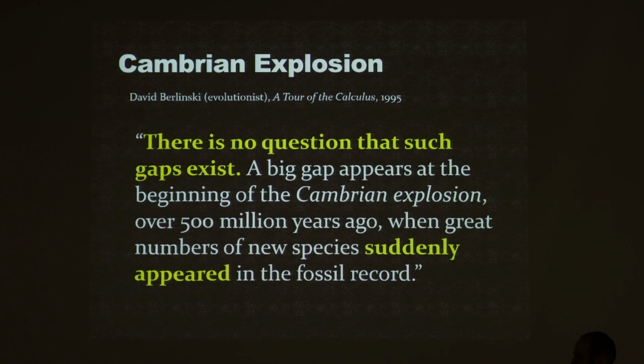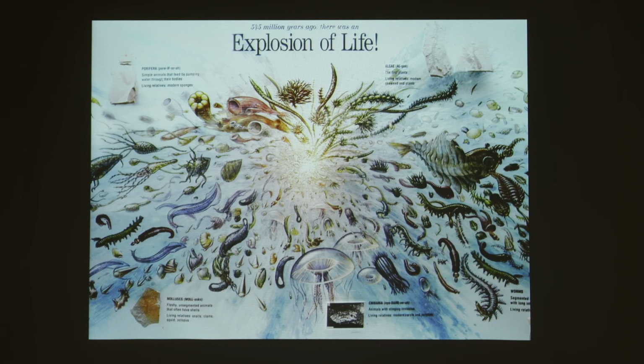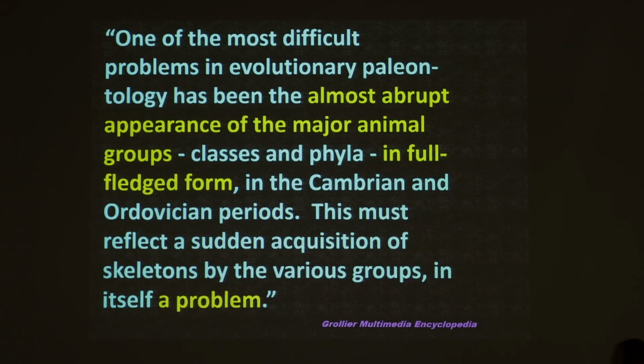David Berlinski, an evolutionist, says there is no question that such a gap exists. A big gap appears at the beginning of the Cambrian explosion over 500 million years ago, when a great number of new species suddenly appeared in the fossil record. This sudden explosion of life that just suddenly popped up. But wait a minute, that's not what evolution teaches. It's slow, gradual processes from a common ancestor. But that's not what we find in the fossil record, even way down below. Suddenly, all these fully formed creatures are suddenly there. Where did they come from?